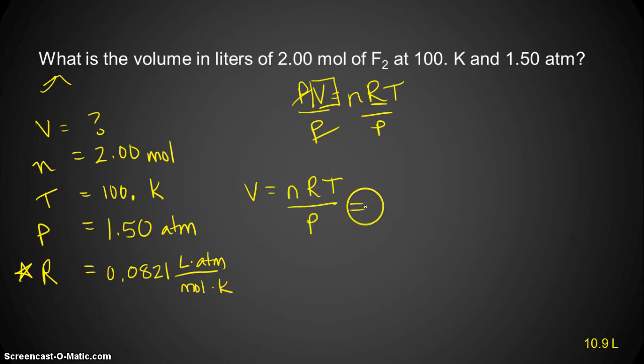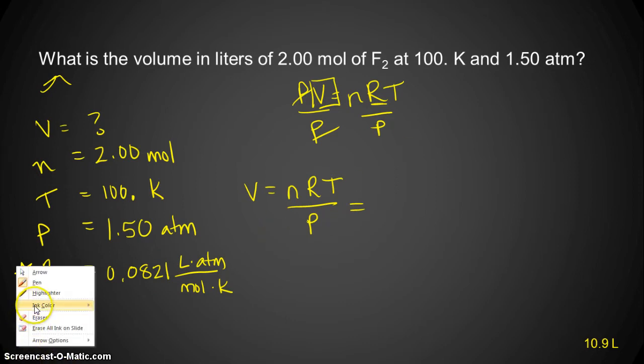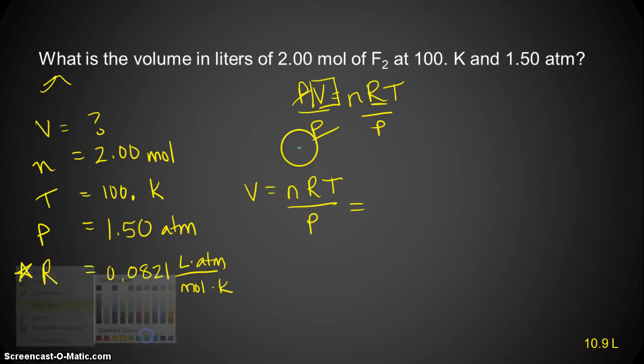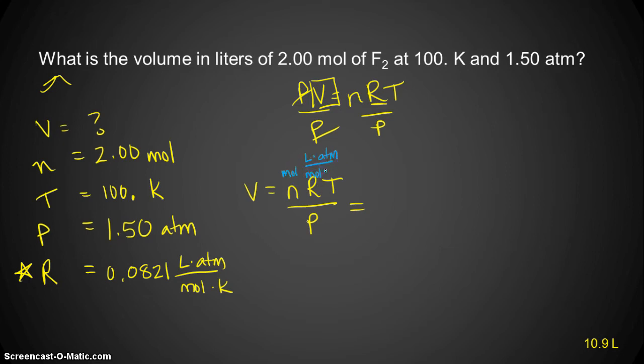Once again, I'm not going to substitute values in for you. I think you can handle that and run it through your calculator, but I will show you the unit analysis. So this is going to be in moles. R is liters times atmospheres over moles times Kelvin. Temperature is in Kelvin, and pressure is in atmospheres. So this mole and this mole cancel because this one's on the top, this one's on the bottom. Kelvin and Kelvin cancel. The atmospheres cancel, so I'm just left with liters, which is good.